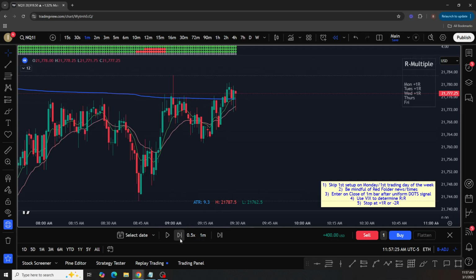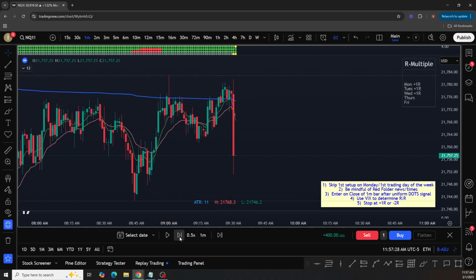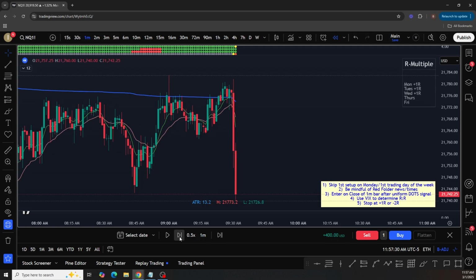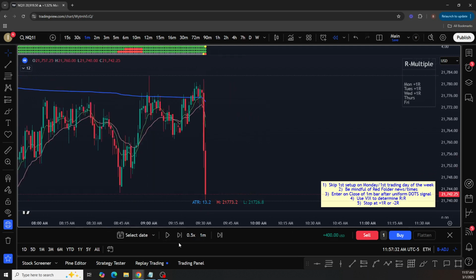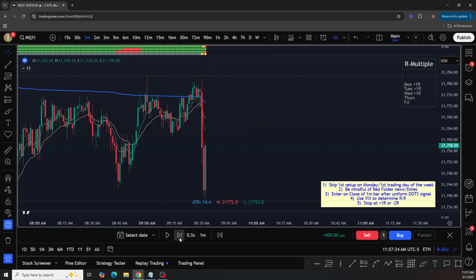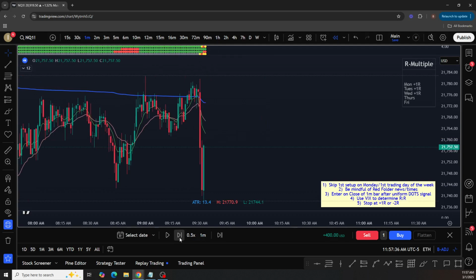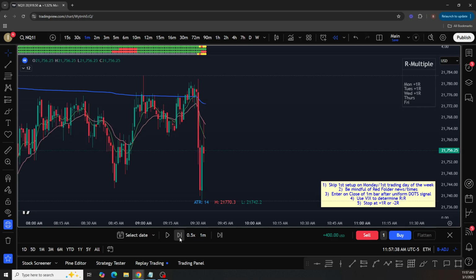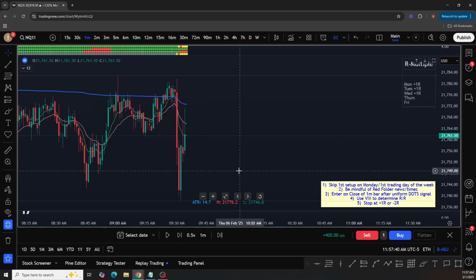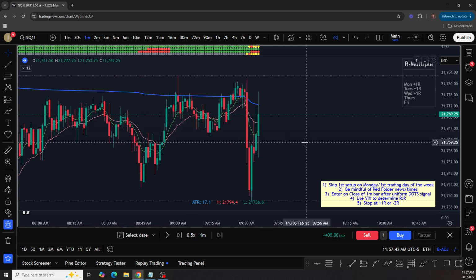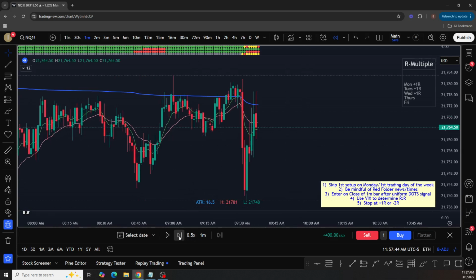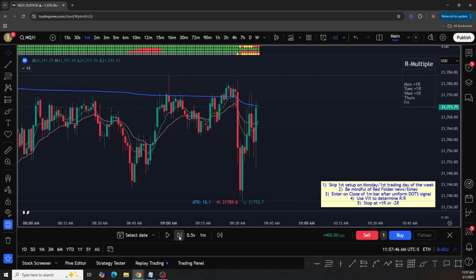Okay, so Thursday, the 4th day of the week, dots are mixed. Okay, we see a little sell-off. See a little sell-off. Dots are mixed. Dots are mixed. Speed this up a little bit.